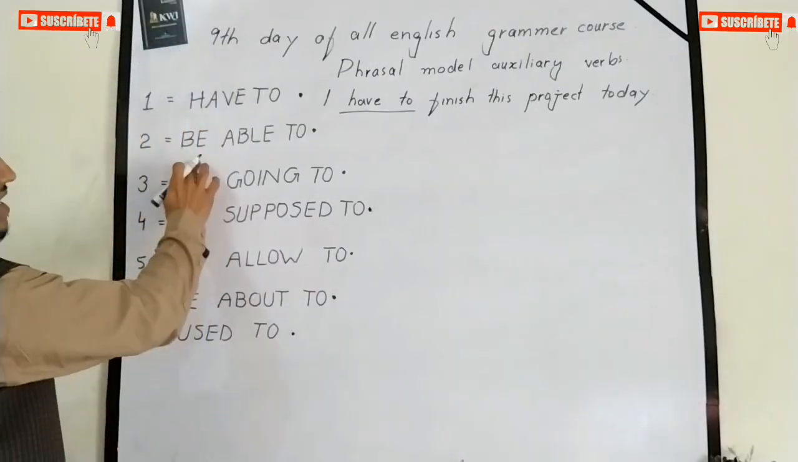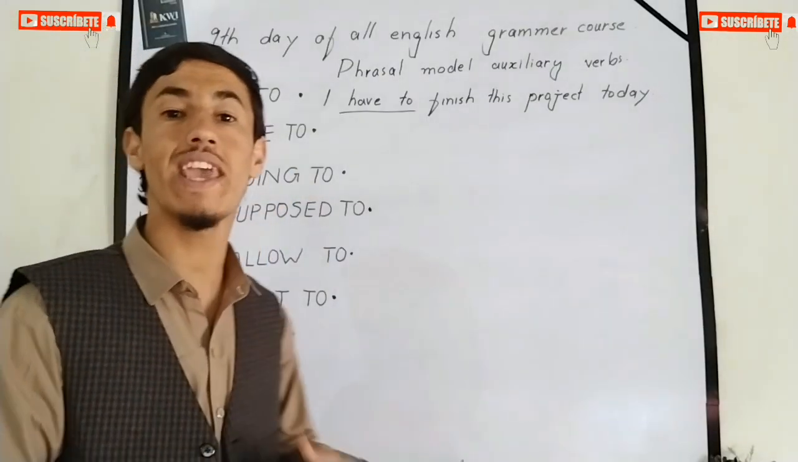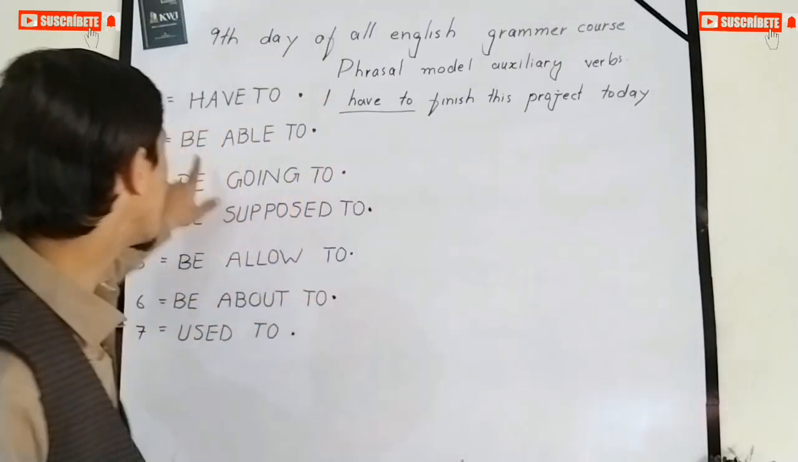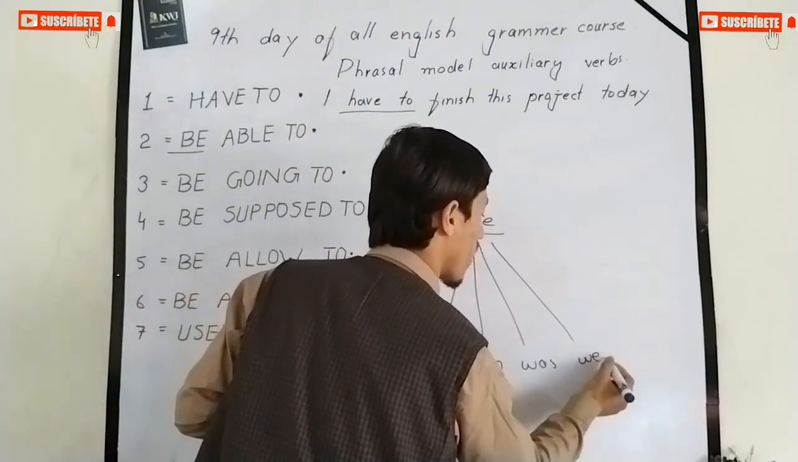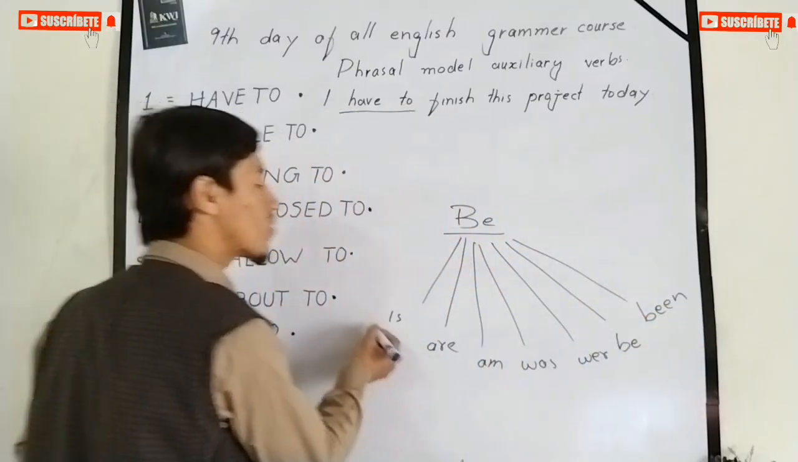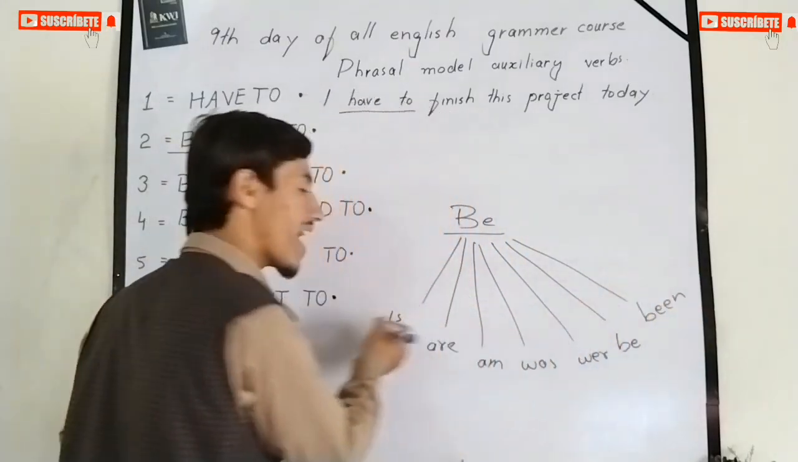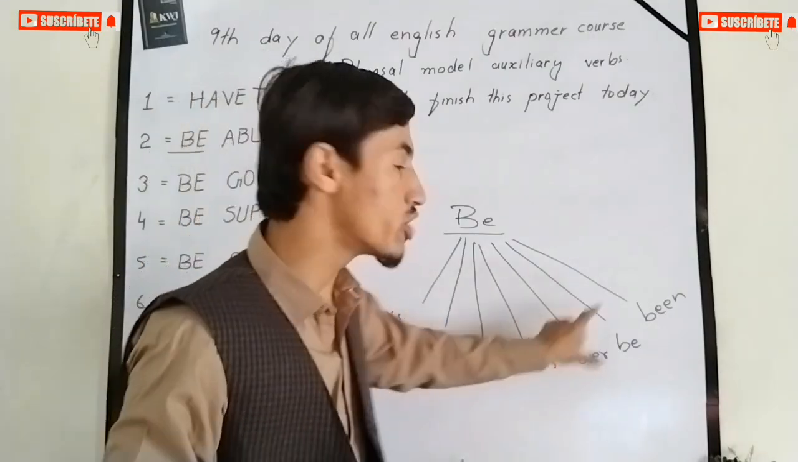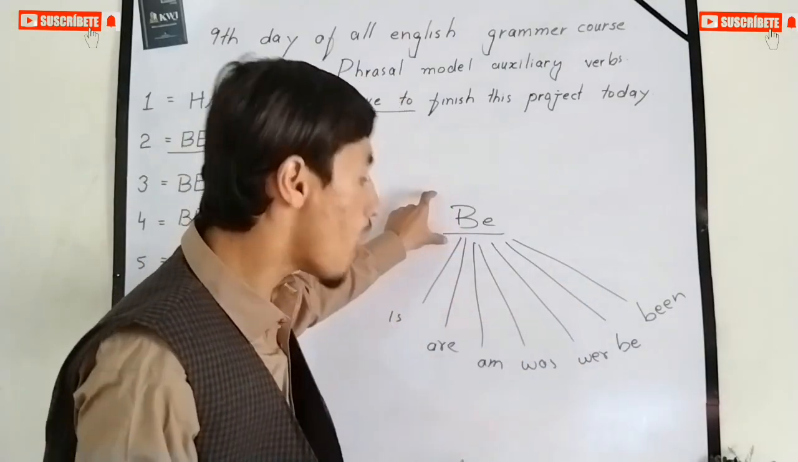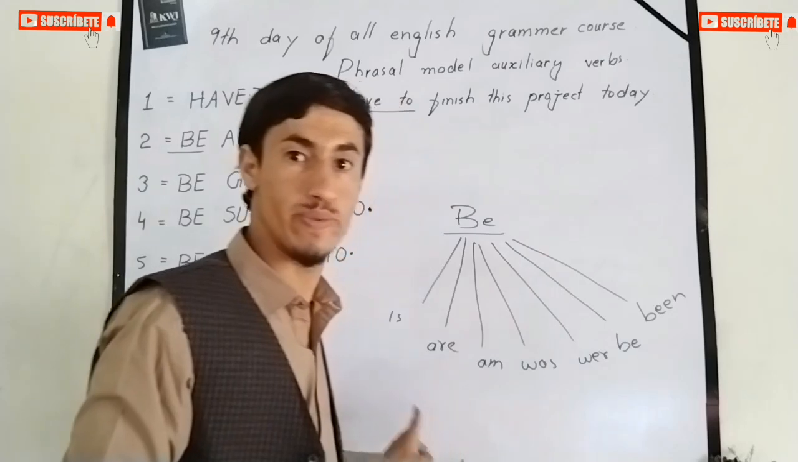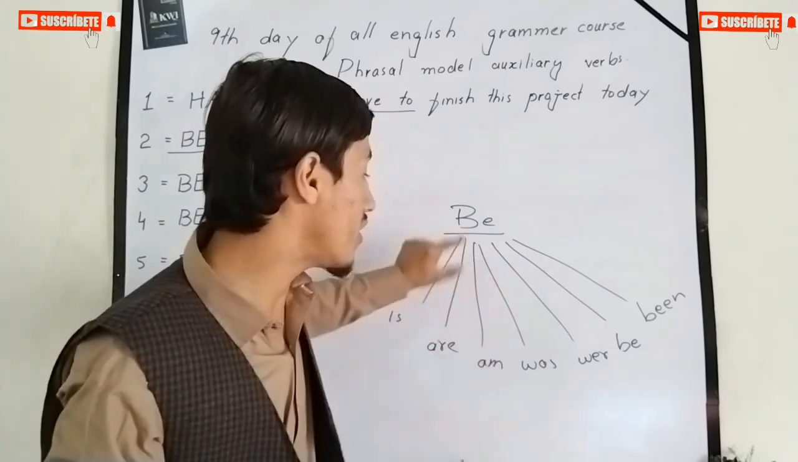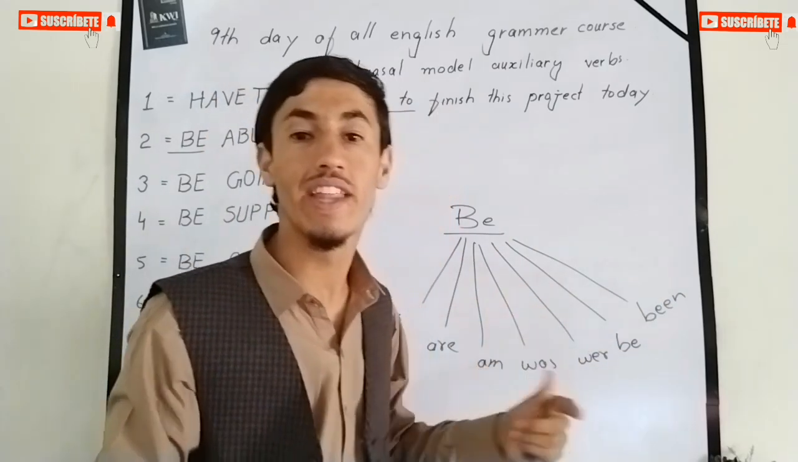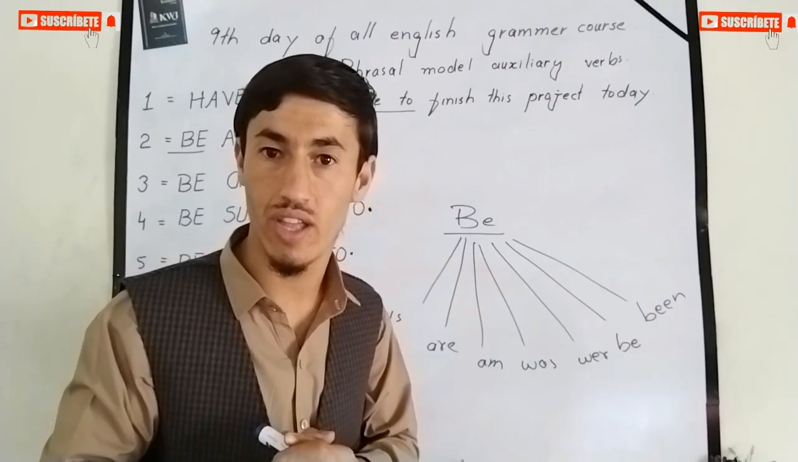So let's talk about be able to. What's be able to used for? These words are together. These words have been put together and this is be. Be is one of these verbs, helping verbs.